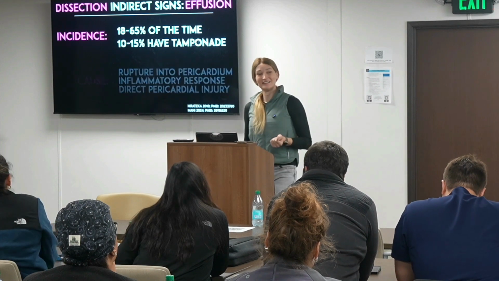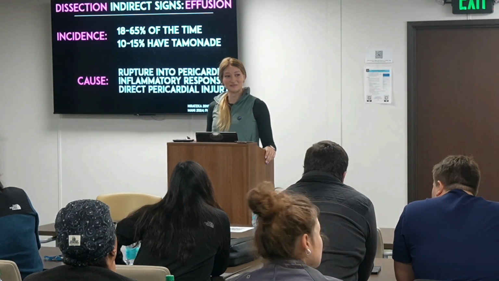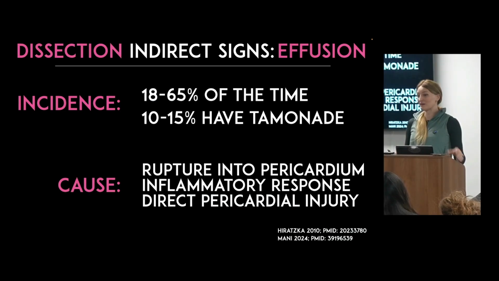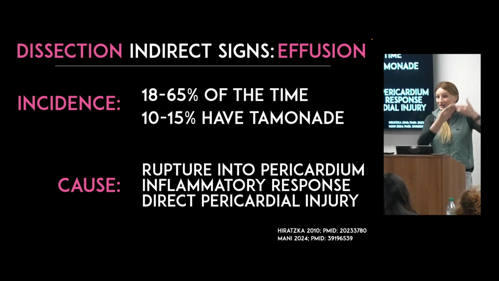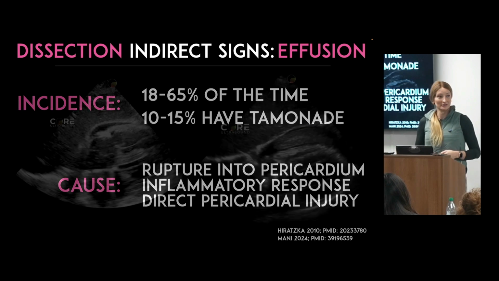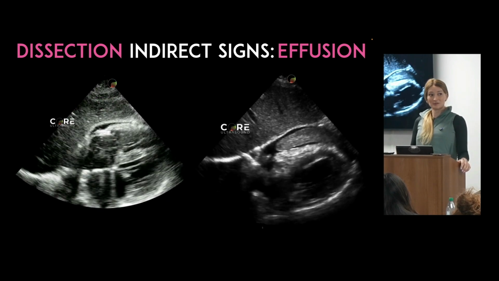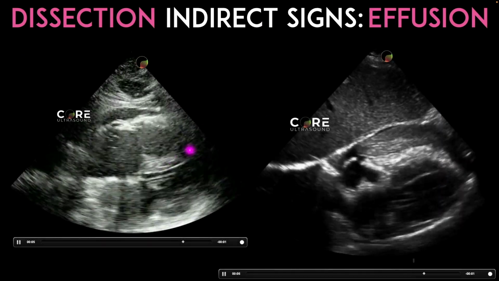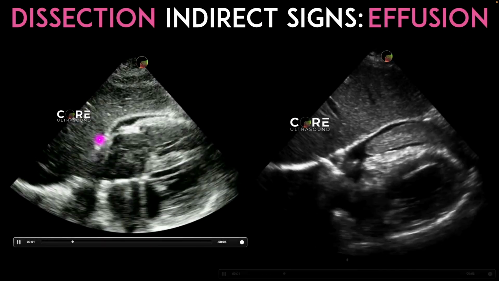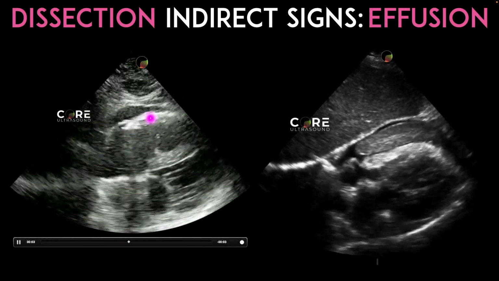All right. This is the cause. We have rupture into the pericardium. It can actually be an inflammatory response from the dissection, and then of course you can have the dissection flap go into the pericardium directly. These are pericardial holes here. So you see here how low the ejection fraction is already. This is a very stressed out heart with obvious pericardial effusion.